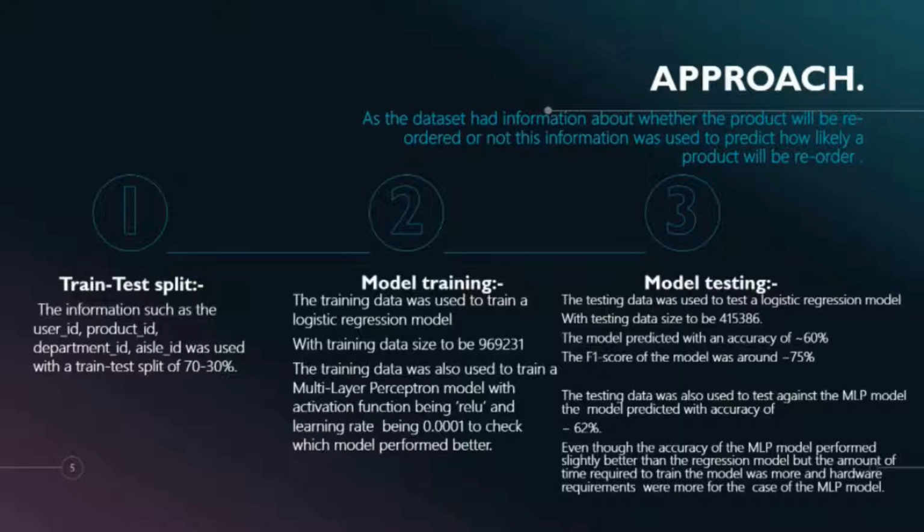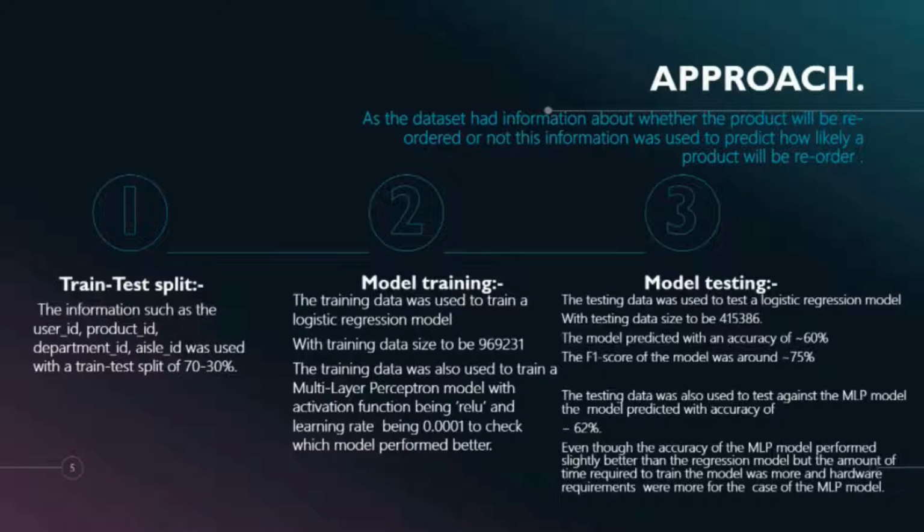The first step includes dividing the dataset into training and testing data with a 70-30 ratio. The second step includes training a model. As it is a binary classification problem, logistic regression was suitable for this problem. But to test it against different models, a multi-layer perceptron model was also used.